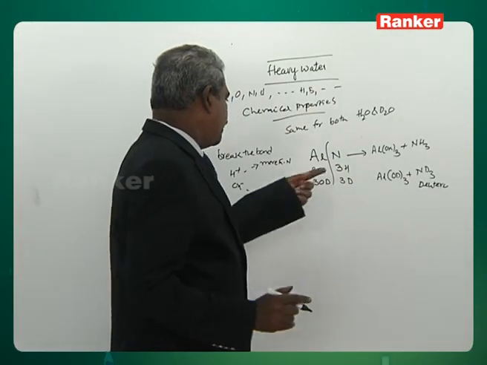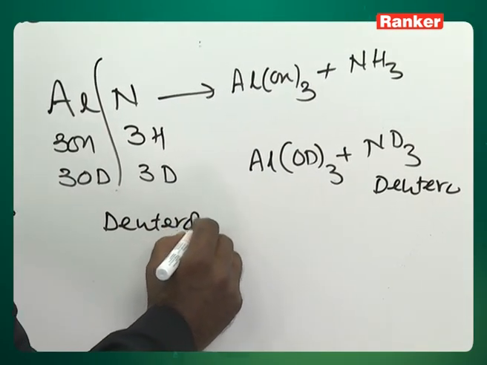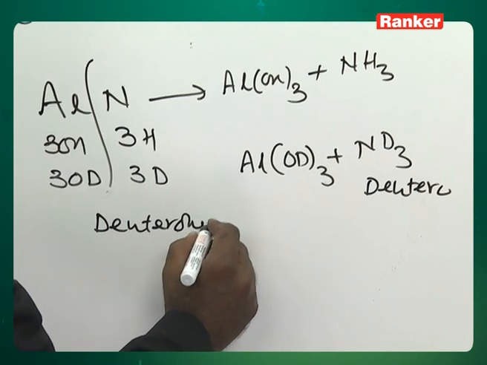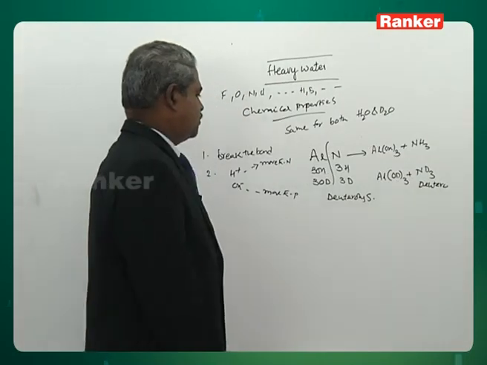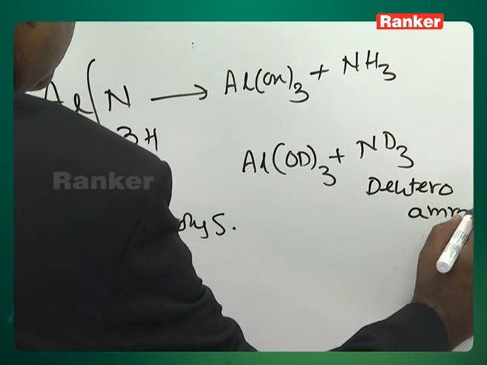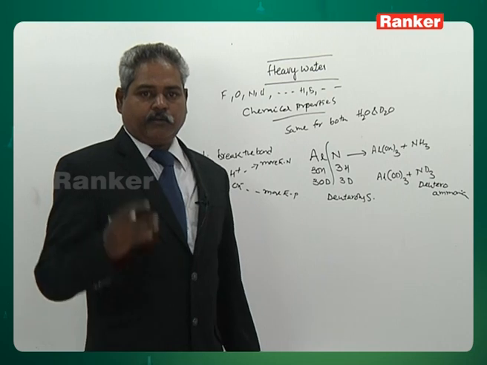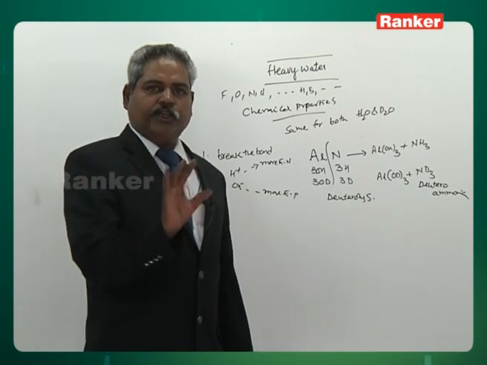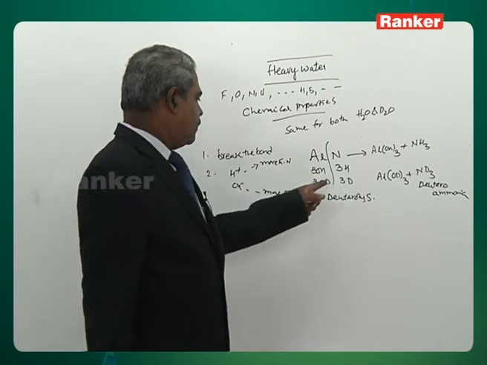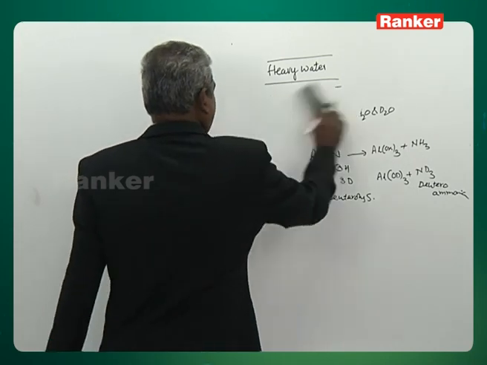This is called hydrolysis. You call this deuterolysis, since it is done by deuterium oxide. So, this is deuteroammonia. So, before you add D2O, you just do it easily with H2O and copy that to D and OD. Then you know the chemical reactions of D2O.